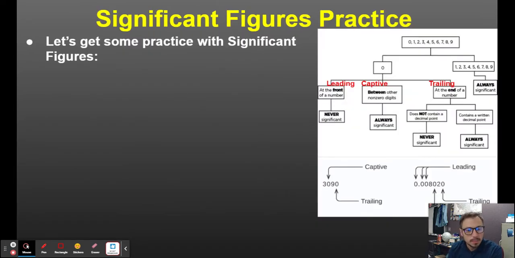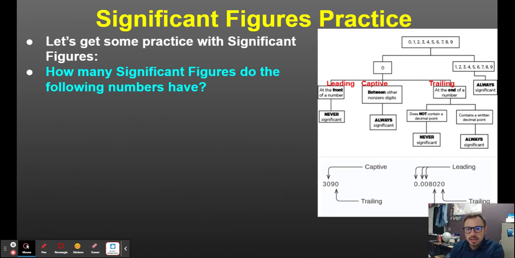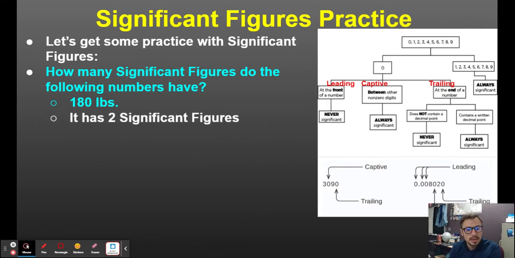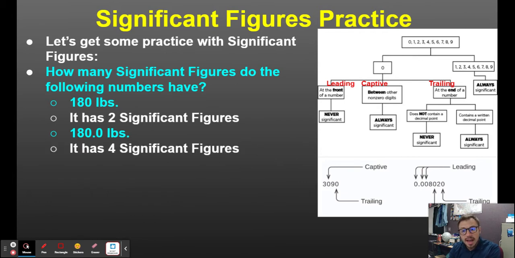So here's the importance of significant figures. If you look at somebody and say, well, that person's about 180 pounds, using our rules, these are two significant figures because that zero is just a placeholder. We don't know if that's accurate. But if that same person steps on a scale and it says 180.0, well, those zeros aren't placeholders anymore. Those are accurate. That's why this number has four significant figures.